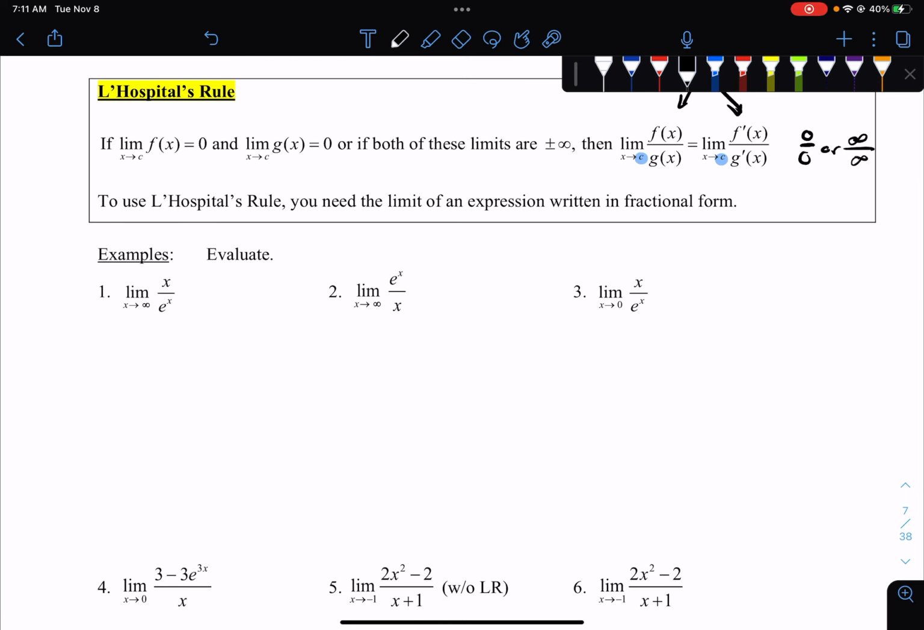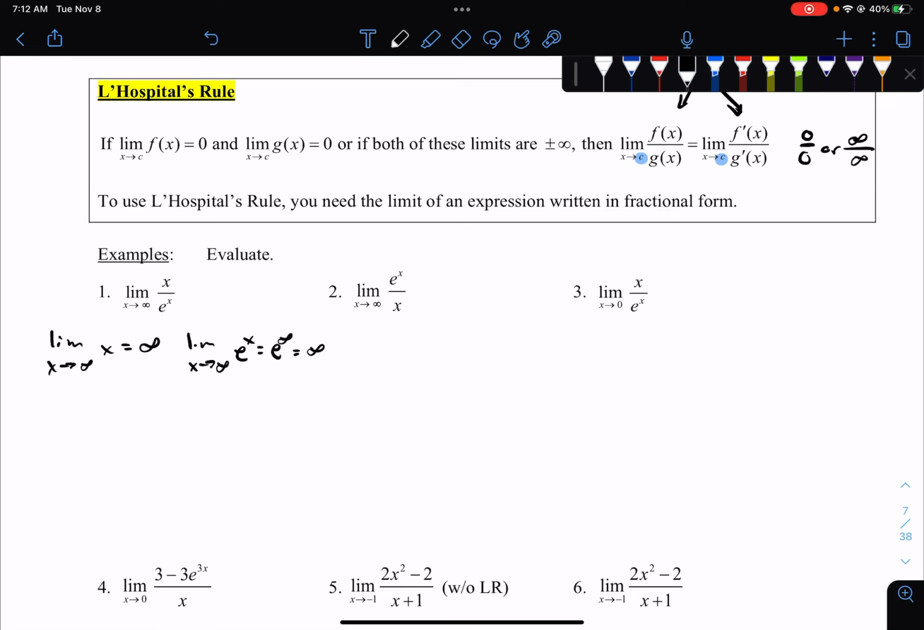So example number 1, limit as x goes to infinity of x over e to the x. So if I just look at the top, the limit as x goes to infinity of x equals infinity, because I just plug it in. Now, the limit as x goes to infinity of the bottom, e to the x, equals e to the infinity, which is just infinity, right? So the top and the bottom go to infinity.